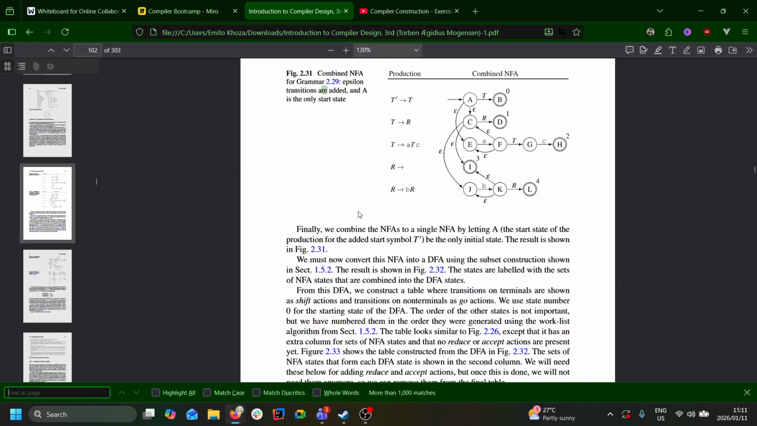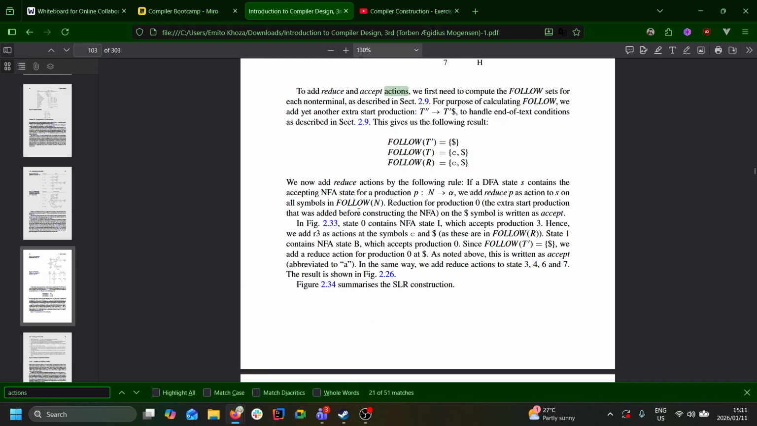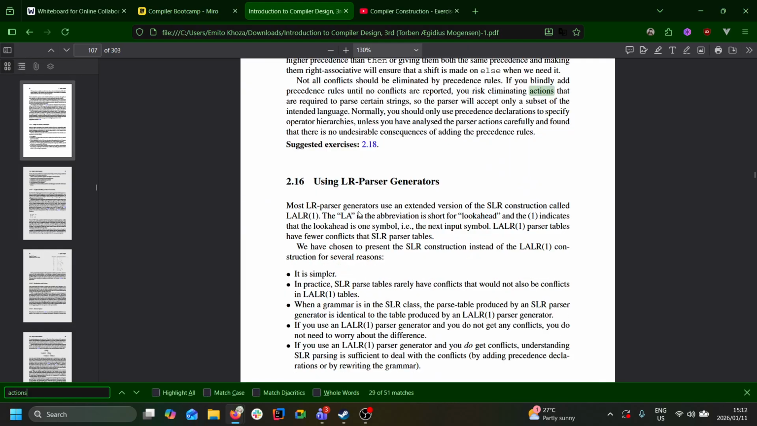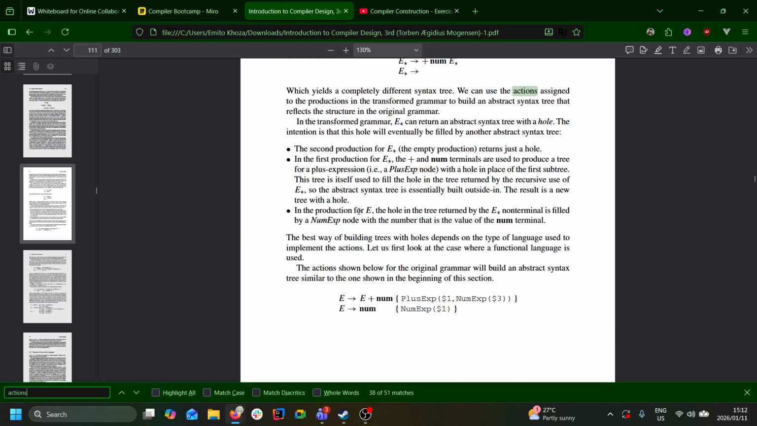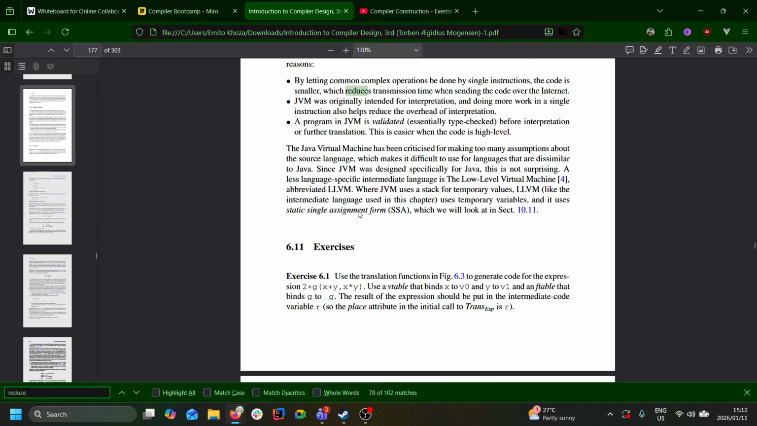So let me see actions. I think they should be separate. There's reduce. There you go. Because there's a section where it explains each rule better. Actions. Okay, just say reduce.